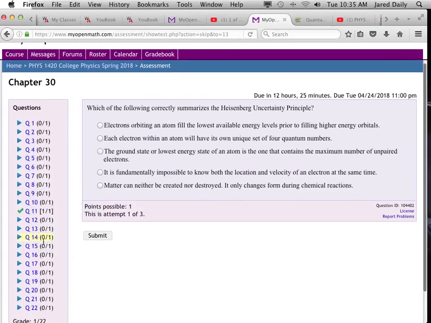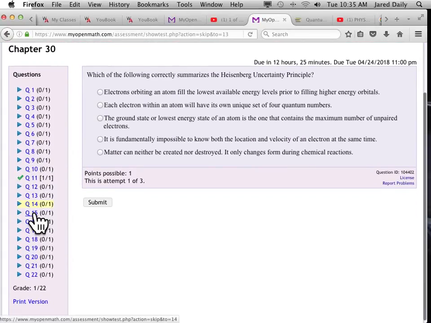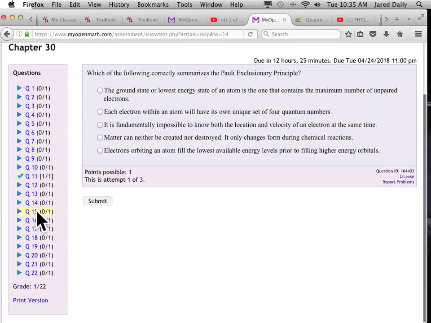Let's see what else here. Heisenberg uncertainty. So the Pauli exclusion principle. This idea that electrons can either be 1/2 or -1/2, and that one has to be spin up and one has to be spin down if they're going to be together in an atom. That's the Pauli exclusion principle.